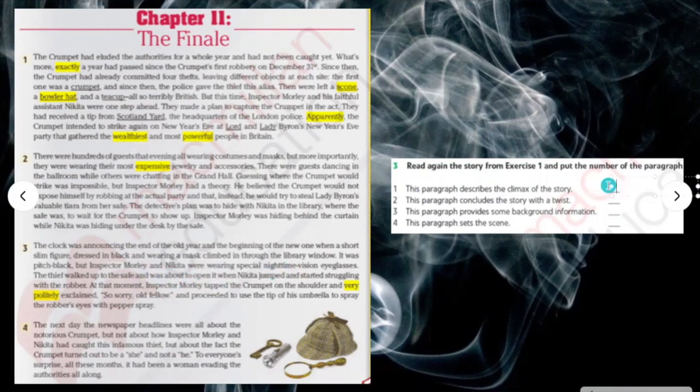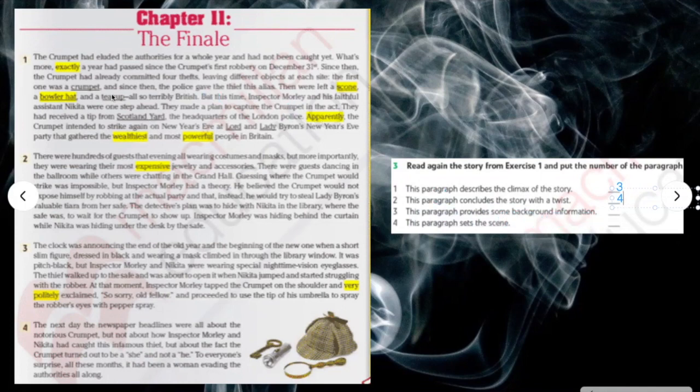So let's put number 3. Paragraph number 2. Number 2, this paragraph concludes the story with a twist. Well, the conclusion: the thief was not a man, it was a woman. Paragraph number 4. Number 3, this paragraph provides some background information.